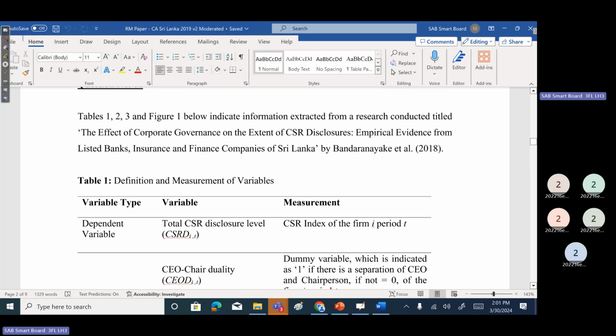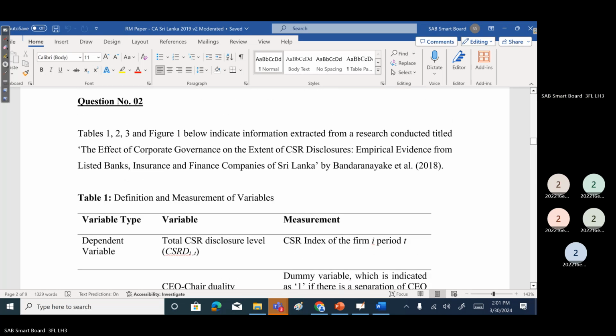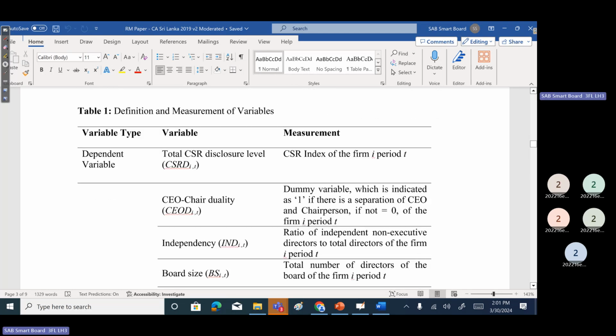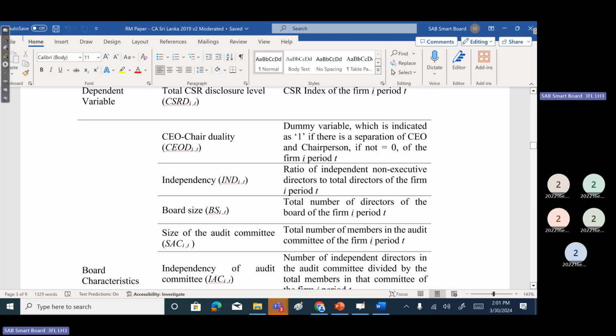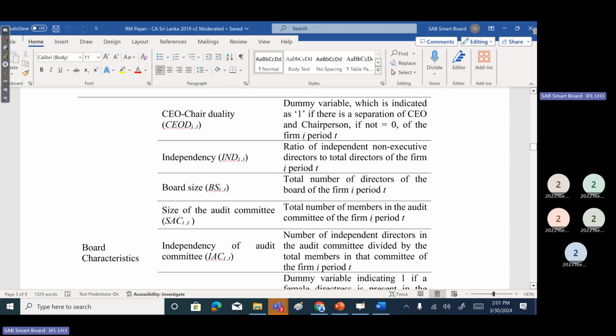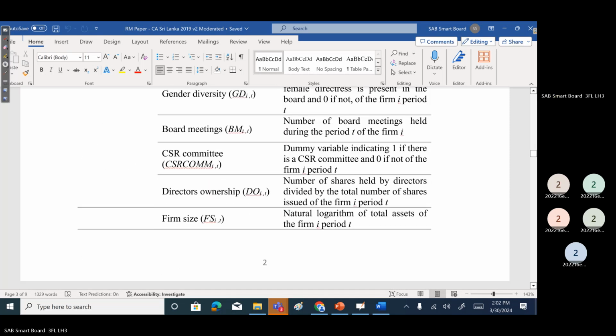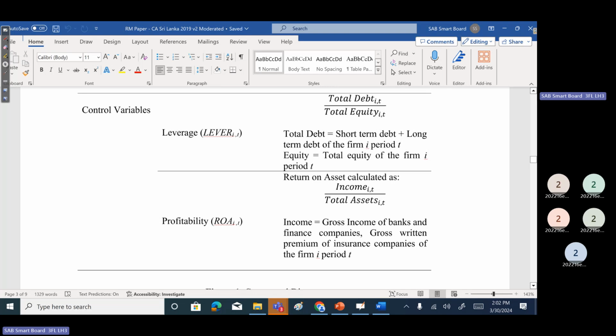Here's my favorite question. Tables 1, 2, 3 and figure 1 below indicate information extracted from a research conducted on the effect of corporate governance on CSR disclosures: empirical evidence from listed banks, insurance and finance companies of Sri Lanka. The dependent variable is the CSR level of disclosure. Then there are corporate governance characteristics like CEO duality, independence, board size, audit committee, size of audit committee, and several other independent variables. Then there are certain control variables, and this is the conceptual diagram.